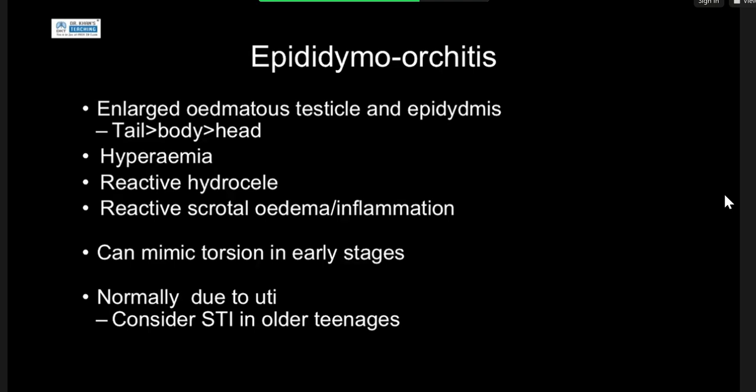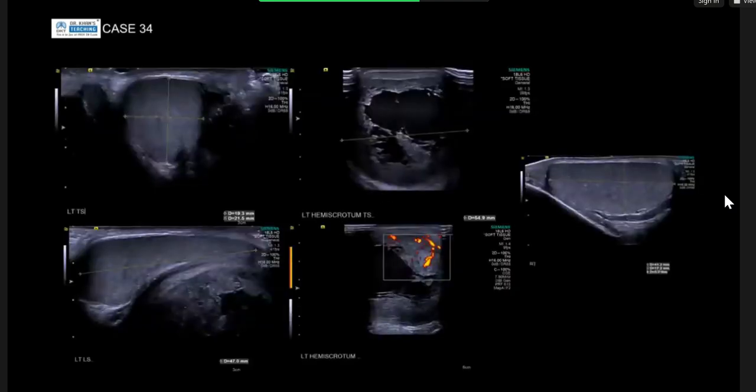So I think if you're in doubt and you're doing it clinically, you have to speak to the surgeons and say, this may be torsion, and then they have to decide clinically if it fits or not. Normally, we see epididymo-orchitis in pediatric patients secondary to urinary tract infections, but in older children, teenagers, consider sexually transmitted infections as a cause. So we'll go to the next case.